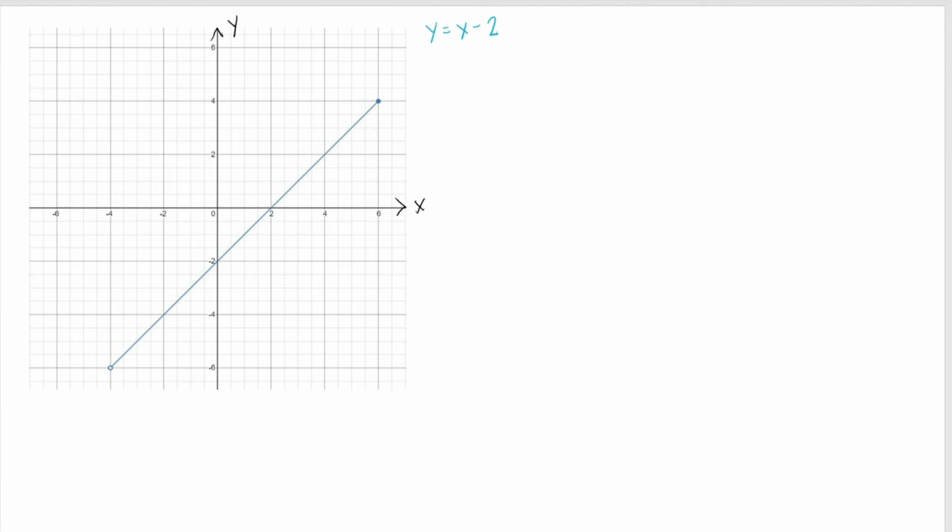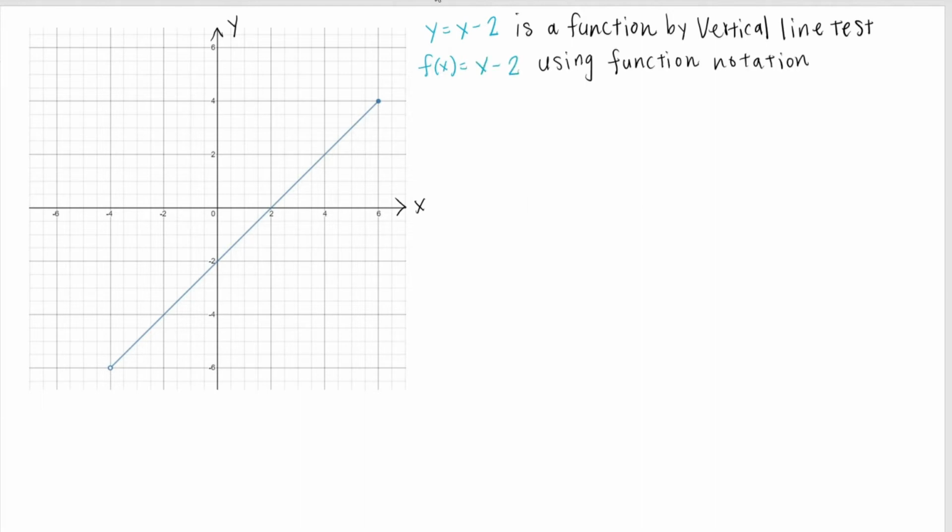Let's look at the graph of y is equal to x minus 2. First, let's check if this is a function. If I draw a vertical line, it intersects the graph only once, so this is a function. Using function notation, we can write f of x is equal to x minus 2.